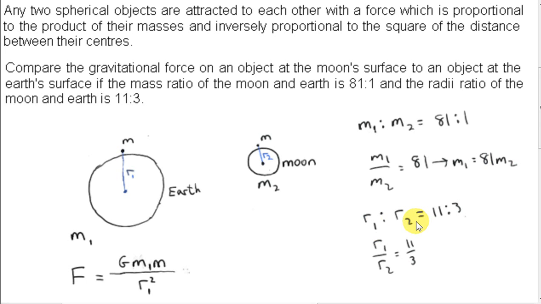Okay, we get a similar relation for the radii of the Earth and Moon. R1 over R2 equals 11 over 3. So 11 R2 equals 3 times R1.